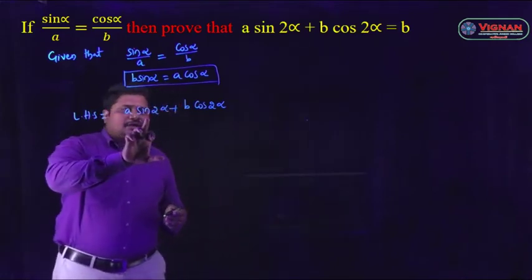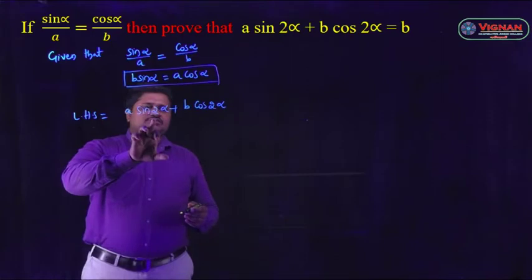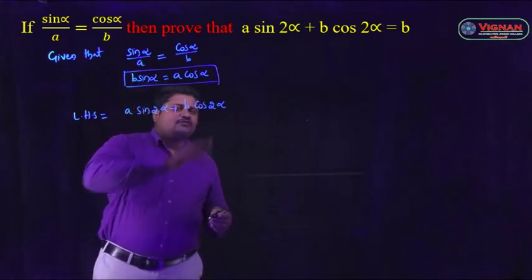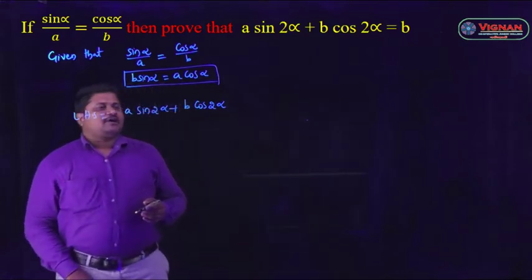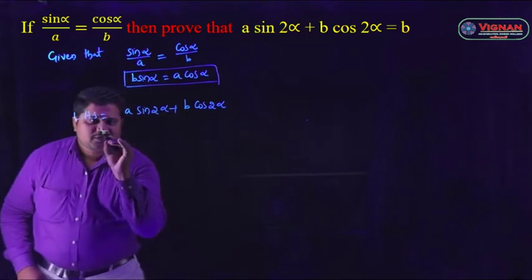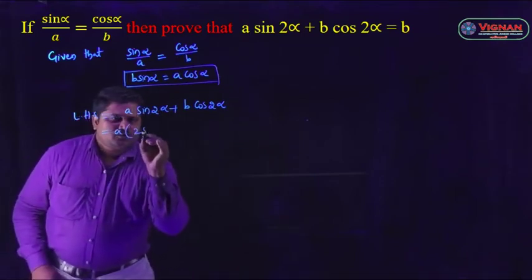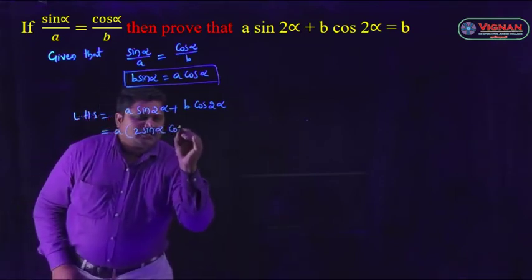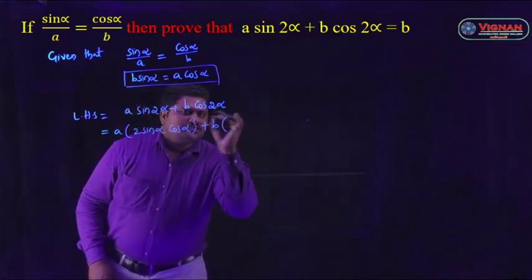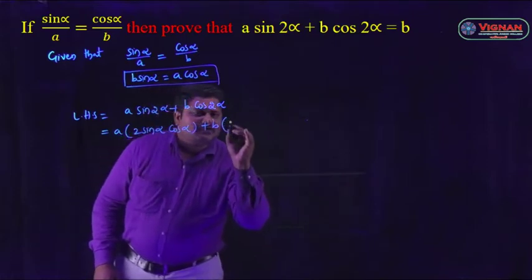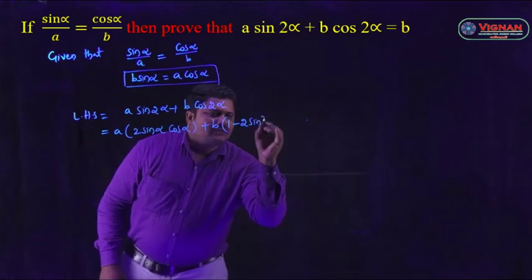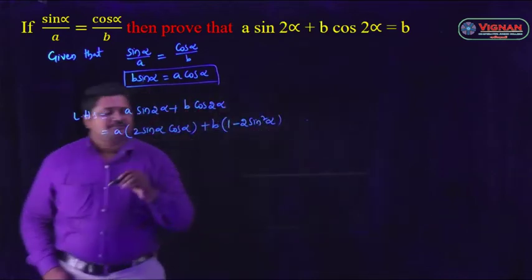We have a formula, sin 2 alpha is 2 sin alpha cos alpha, and cos 2 alpha has 4 formulae. One of those formulae is 1 minus 2 sin square alpha. So we get A into 2 sin alpha cos alpha plus B into 1 minus 2 sin square alpha.